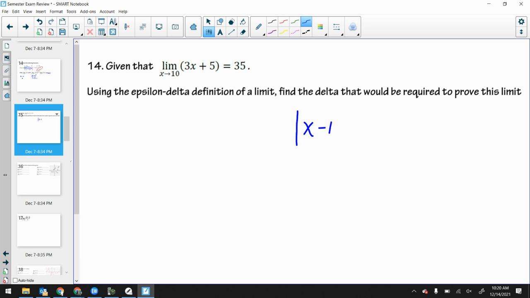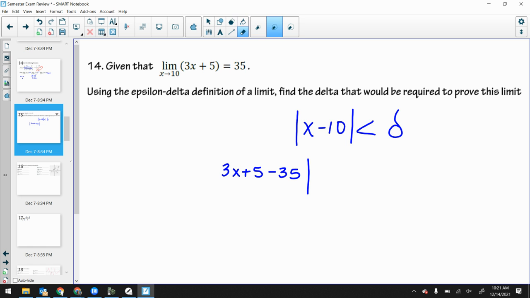The absolute value of x minus 10 has to be less than delta. Fancy looking D for delta, right? Okay, so 3x plus 5, the actual value of the function, take away the actual value of the limit, f of x minus 35, has to be less than epsilon. Oh, I don't need absolute value there. Sorry. Has to be less than epsilon.